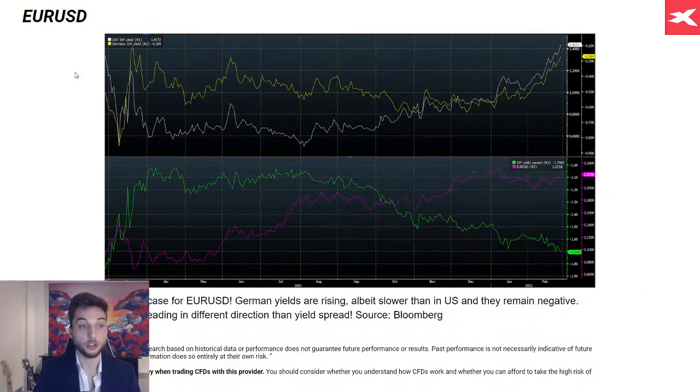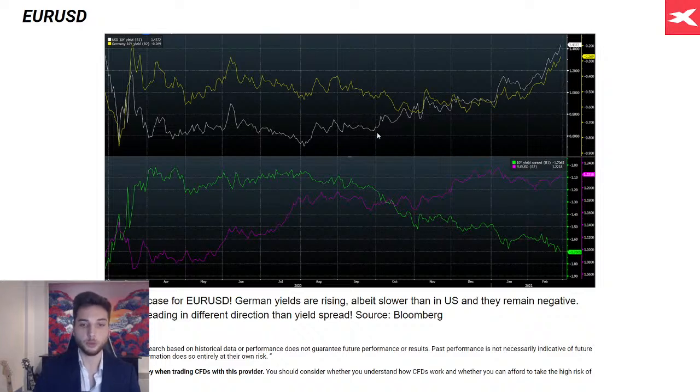On the Euro USD, though, which is the most popular currency pair, this is not the case because German yields are rising, as you can see from this top side, albeit slower than US, and they remain negative. We can see Euro USD heading in a different direction than the yield spread. So you can see the yield spread is actually going down while Euro USD is going up.